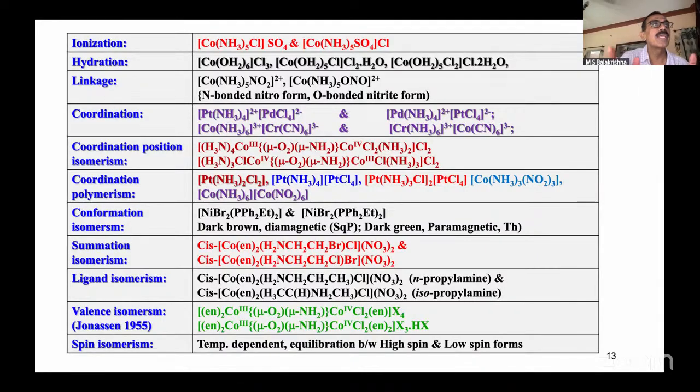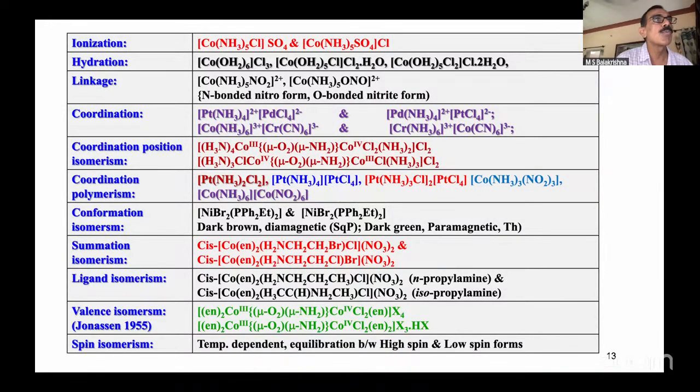of ligands. If the ligands are switched between two metal centers, then that's called coordination isomerism. For example, tetraammine platinum 2+ and tetrachloropalladate 2- becomes tetraammine palladium 2+ and tetrachloroplatinate 2-. And similarly, you can see hexaammine cobalt 3+ and hexacyanochromate 3- becomes hexaammine chromium 3+ and hexacyanocobaltate 3-. That is called coordination isomerism.